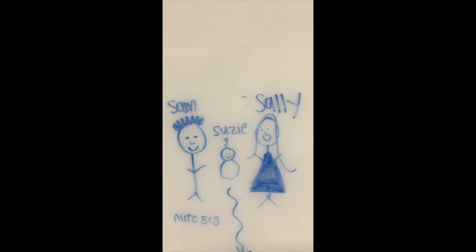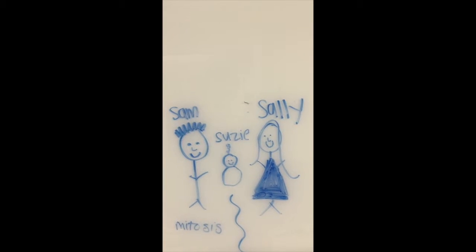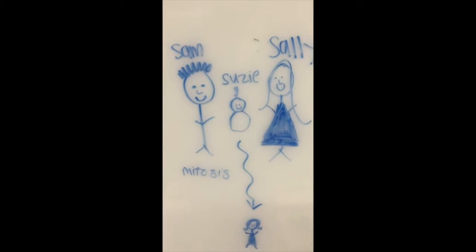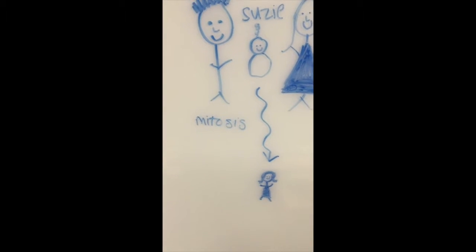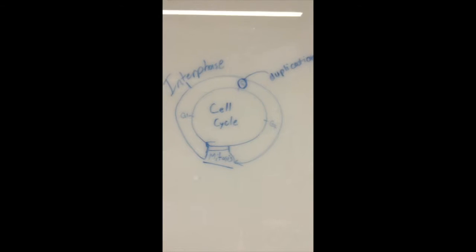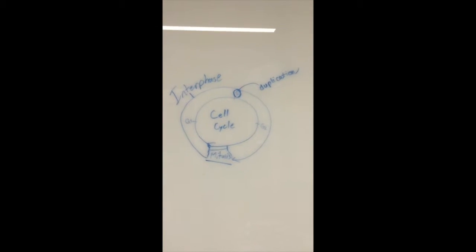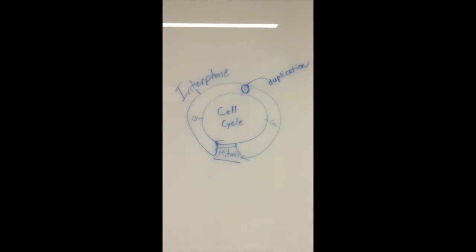Sally and Sam had their child, and it turned out to be a 7-pound baby girl. As the child is growing, a process called mitosis is occurring. However, before the baby cells can go through mitosis, they must go through interphase. Interphase is the longest section of the cell cycle. Cells use this time to grow and to replicate their DNA in preparation of mitosis.